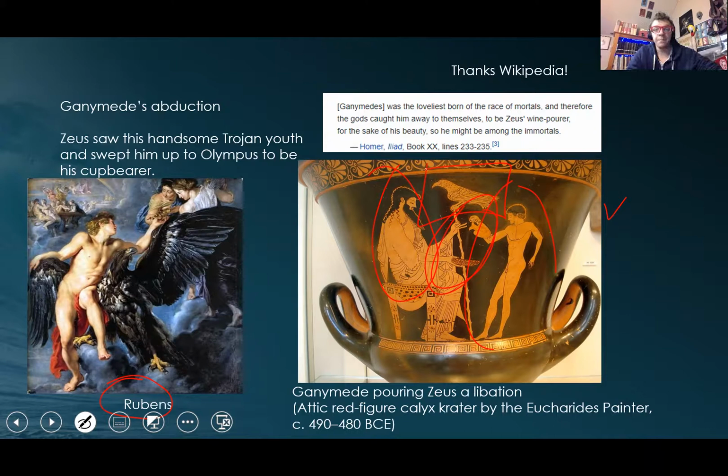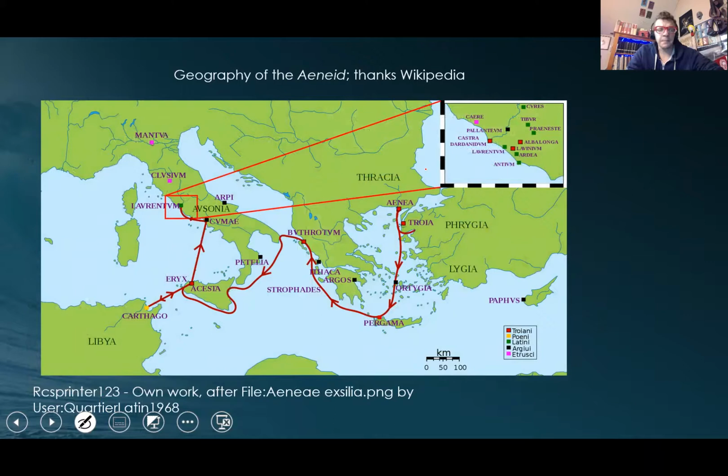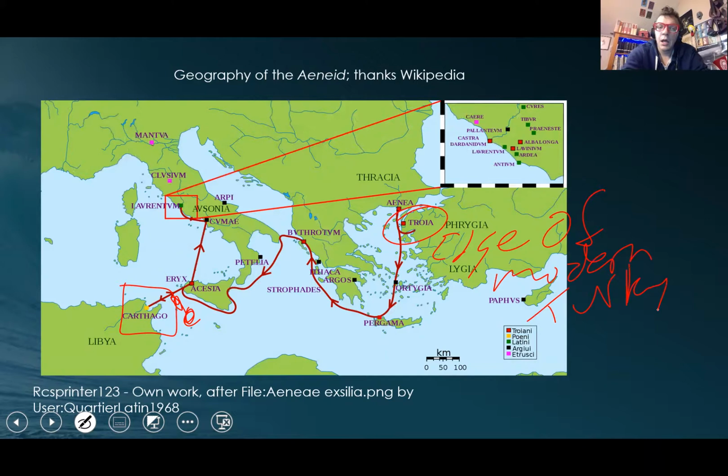So the last thing that I want to emphasize is the geography of the Aeneid that we'll be encountering. So we're going to pick up in book one, somewhere kind of around here-ish, and a big storm. And our first location will be here in Carthage. We started in Troy, right, with the Trojan War. And then Aeneas does all of these wanderings. So this is the edge of modern Turkey, all right? Carthage is in Africa, and these are the modern terms, right?